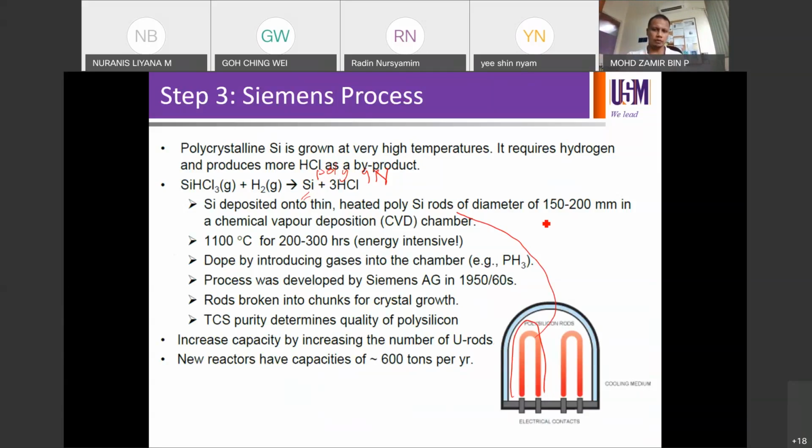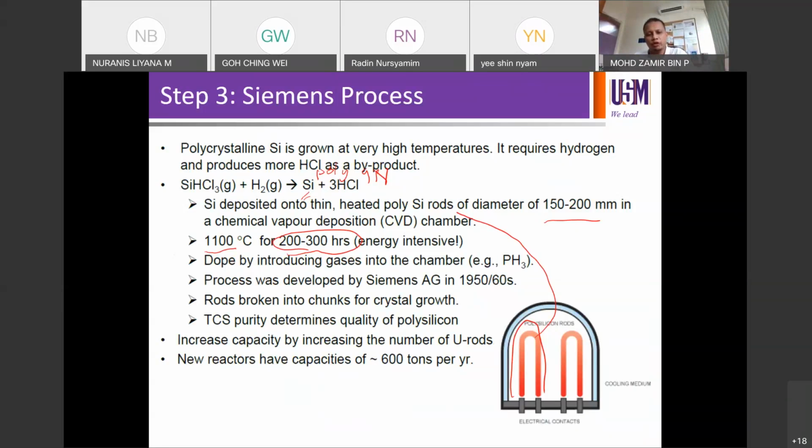So 150 to 200 mm in a chemical CVD chamber. The temperature is 1100 degrees C, and it takes about 200 to 300 hours for it to be done. So how long is 200 hours? Almost 10 days. One day is 24 hours, so 10 days is like 240 hours, right? And therefore it is energy intensive.